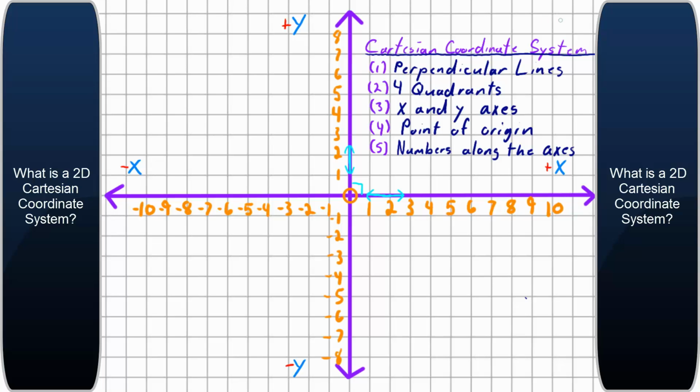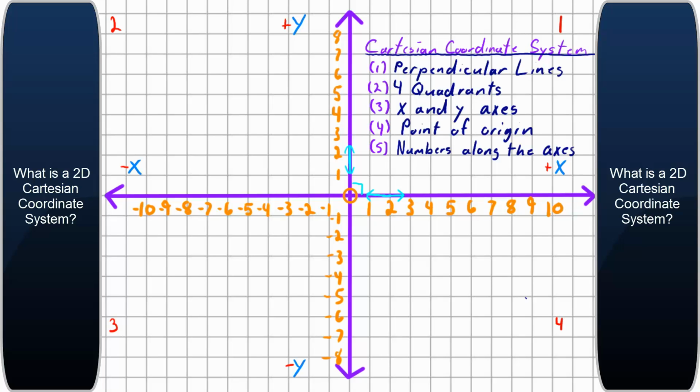Now, let's look at the second one, which are 4 quadrants. The first quadrant is right there to your right, up top. Then your second one is to your left, up top. And your third one is to the bottom, to the left. And the fourth quadrant is the bottom right area.